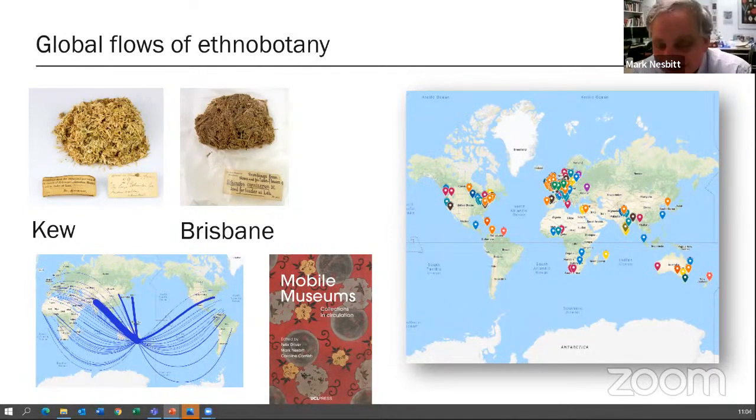And that was done partly through journal papers, partly through books, partly through herbarium specimens, but also through economic botany collections. And the results of that work have been published in a series of papers and an open access book. If you Google Mobile Museums, you'll find our website. And everything that we did in this project is published open access, and all the data is freely available as well. And as part of this project, we were also able to digitize our museum entry books, the accession registers for the museum, and put those up online.